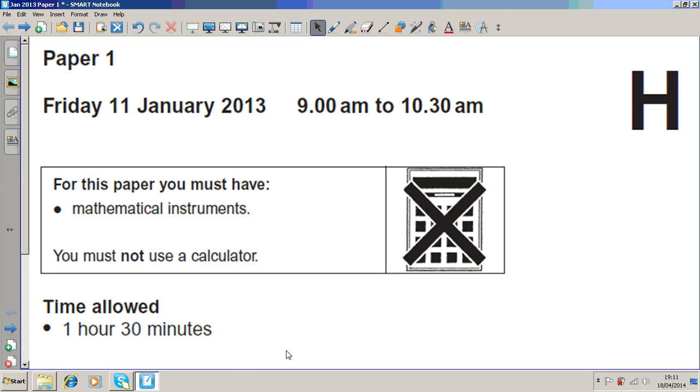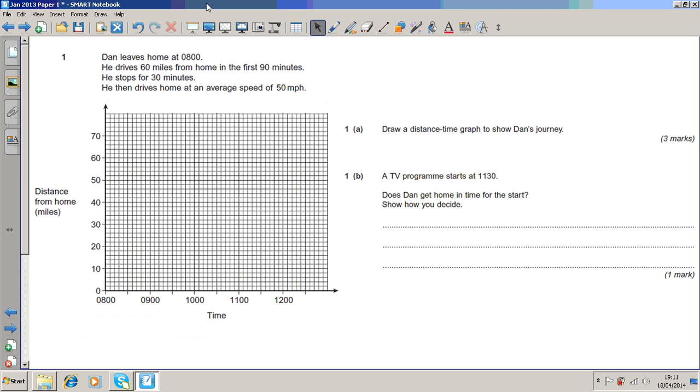Right then, January 2013, paper 1, hour and a half, non-calculator paper. First question, distance time graphs. Draw a distance time graph for Dan's journey. Dan leaves home at 8 o'clock.